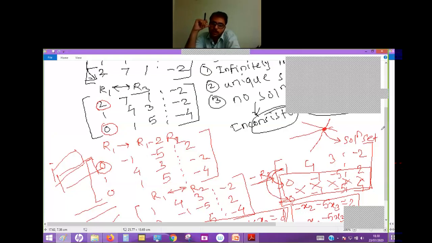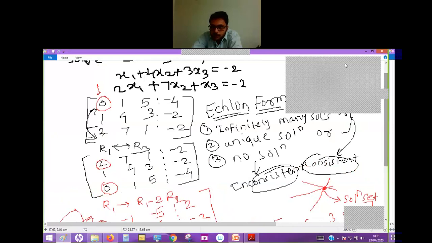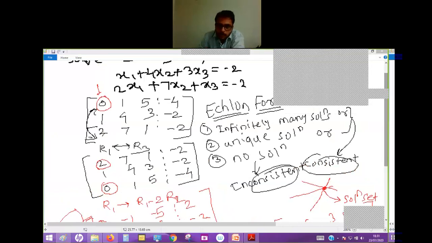Having the solution set means what? Are you getting it? Now, if Abhishek you are getting it, please tell me. So now there are two cases. If it is having a solution, solution set means it is having a solution.